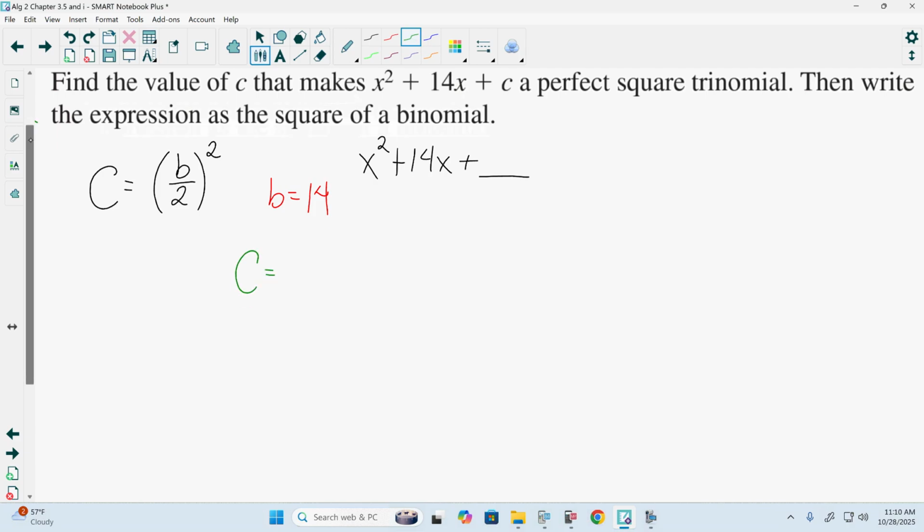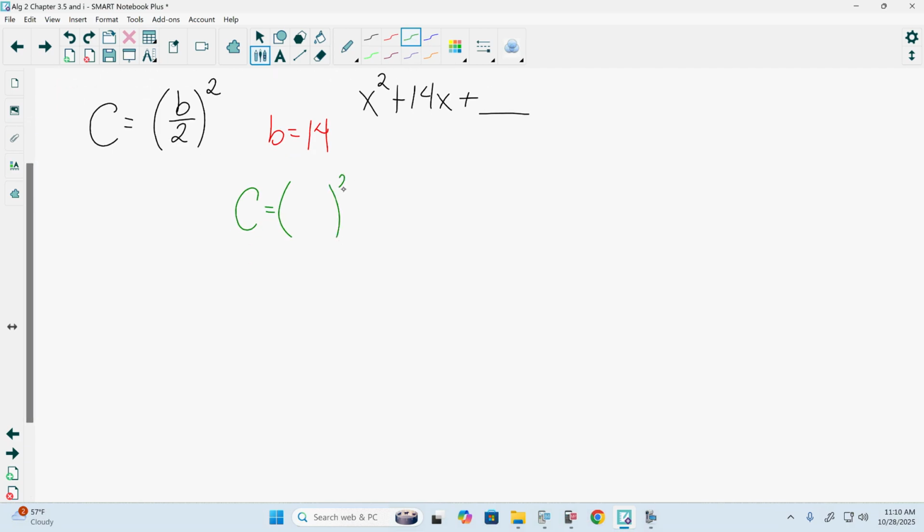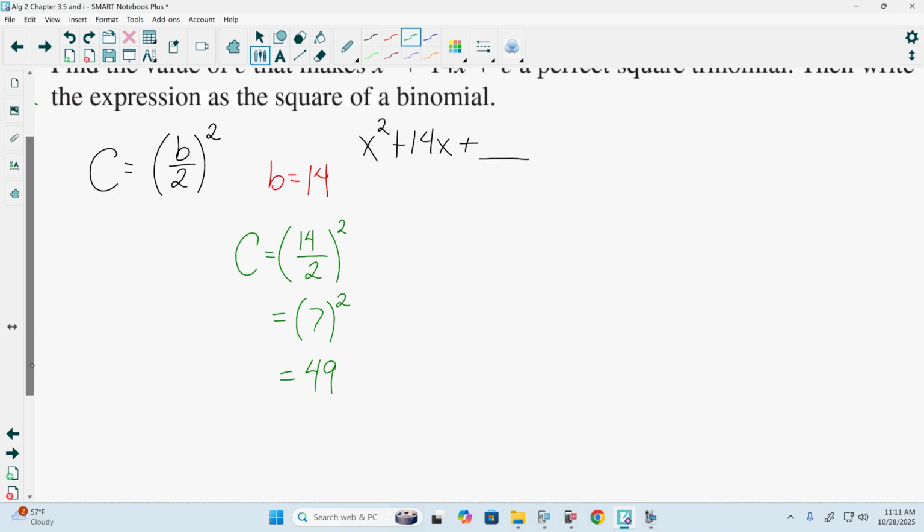Now, the value of c that we want is equal to the value of b over 2 squared. Well, we said the value of b is what? 14. So c is equal to 14 over 2 squared. Now, 14 divided by 2 is 7. Then we just need to square it, and 7 squared is 49. So we're saying that our perfect square trinomial that we would want having x squared and 14x would be x squared plus 14x plus 49.